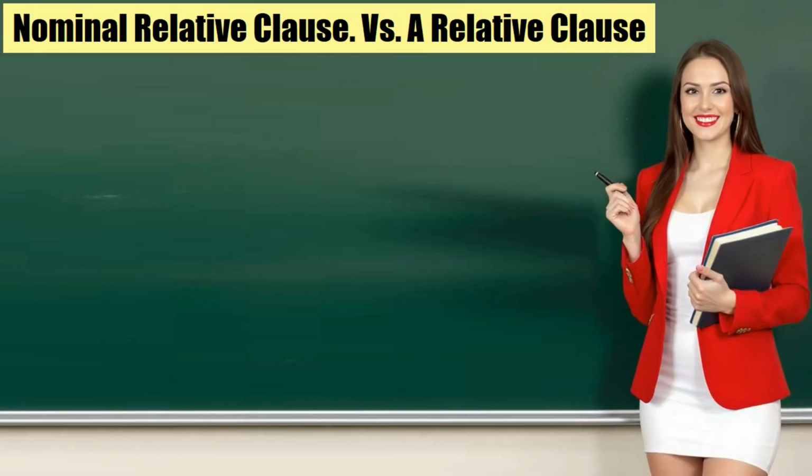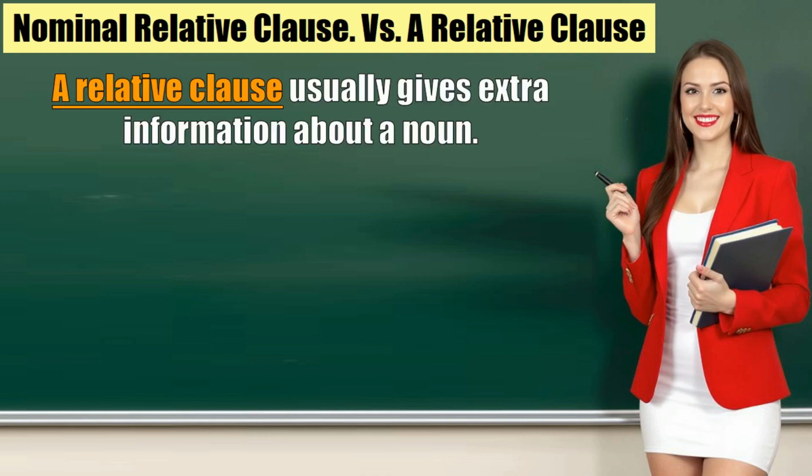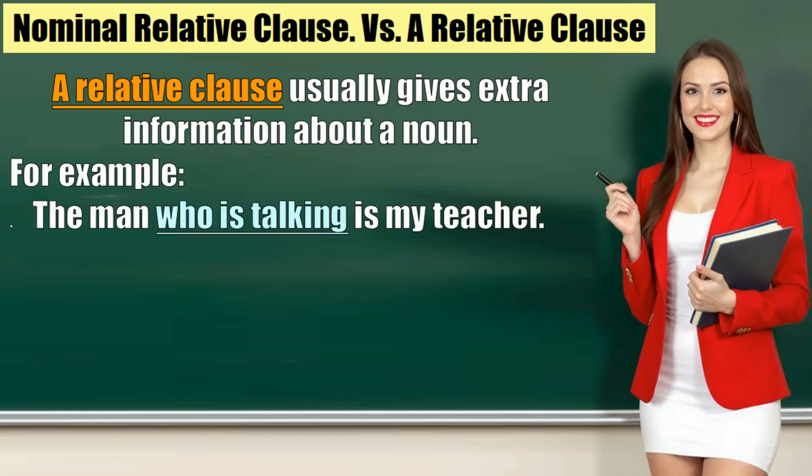Let's begin. First, let's break the term into two parts, nominal relative clause versus a relative clause. A relative clause usually gives extra information about a noun. For example, the man who is talking is my teacher. Who is talking describes the man. That is a typical relative clause, but today we are not talking about that type. We are talking about nominal relative clauses, also called free relative clauses.